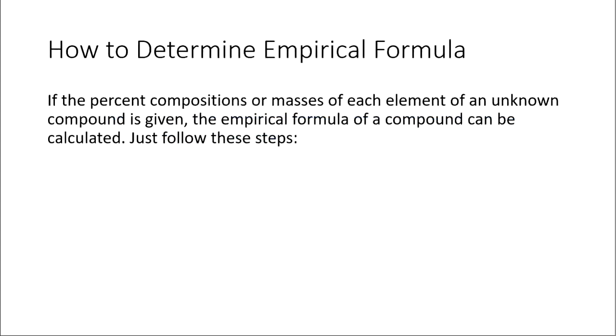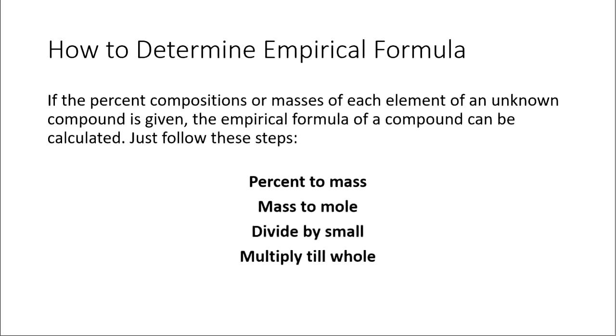But sometimes the percent compositions will be given. So if the percent compositions are given of each element of an unknown compound, then you can determine the empirical formula by following these steps. Percent to mass, mass to mole, divide by small, multiply till whole. These are the 4 steps that you would take in order to determine the empirical formula if the percent compositions are given. So let's take a look at the practice problems.